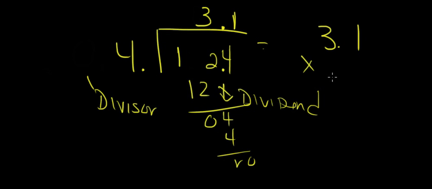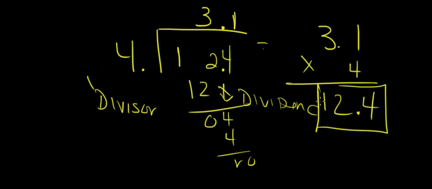And we can check that answer by taking 3.1 and multiplying it by 4. And sure enough, what do we get? 12.4. Because when I multiply, I have to count my decimal places to see where my decimal goes. I have one decimal place here, so I move it over one place, and I get 12.4, which matches my dividend that I had over here. So my product matches my dividend. That's how I check my answer.